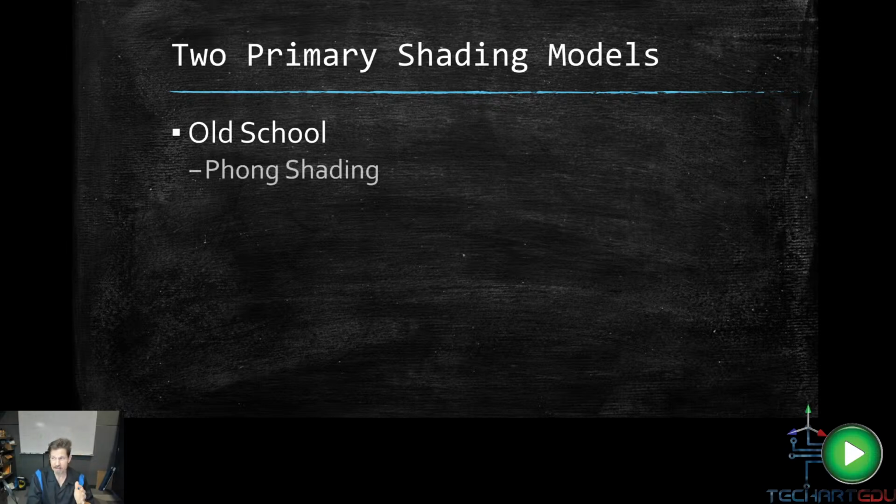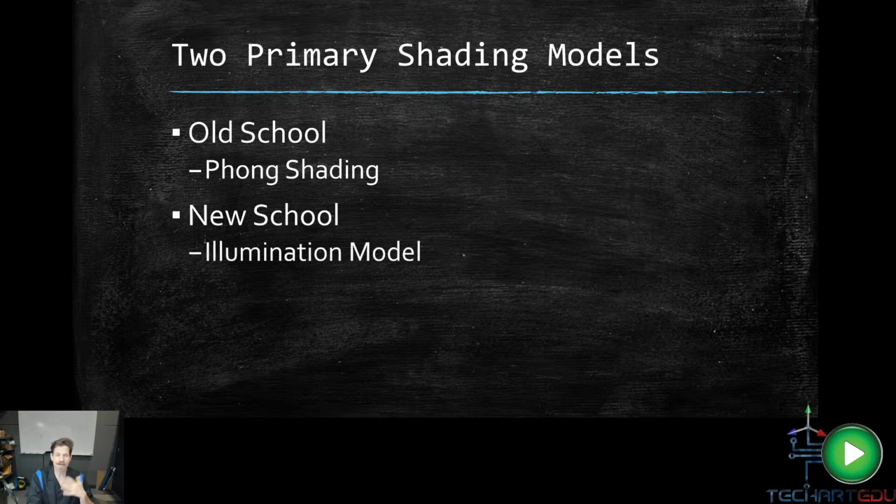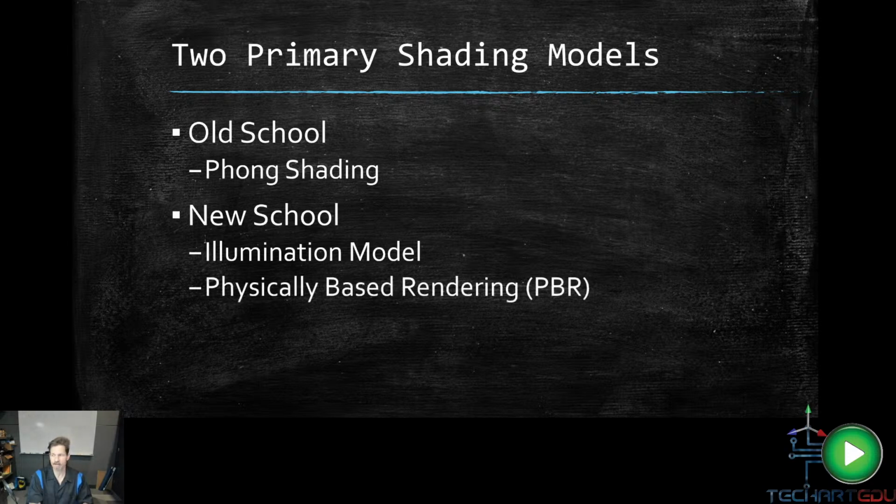Anyway, they invented this, and they named it after Phong. He's no longer with us, but they named the basic shading model after him. And then we have the new school model, which started coming up around the 90s and early 2000s. This is where you get the Illumination Model, which is also akin to what's known as PBR, or physically based rendering.